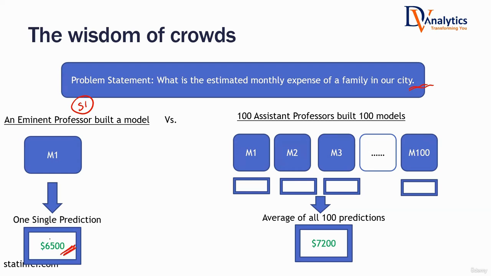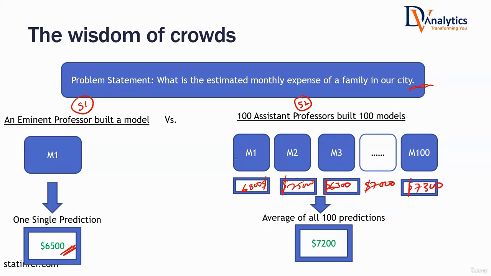This is a prediction from one model. In scenario 2, you take the same problem statement to 100 assistant professors. All of them are good data scientists, but individually they may not be as good as the eminent professor. However, each one built their own model and gave their own prediction. Somebody said $6,800, somebody said $7,500, somebody predicted $6,300, others $7,000, $7,300, like that.